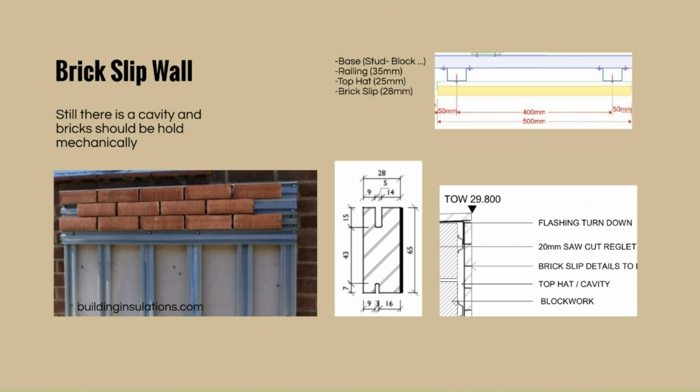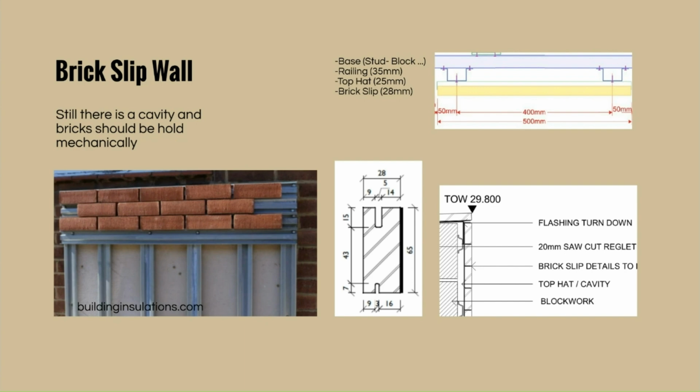Brick slip wall is somewhat similar to face brick, but it's not that thick. Brick slip would be less than 13 millimeters, and each brick needs to be fixed mechanically. The base wall can be anything, a stud wall or block wall, but usually after that there is a railing of 35 millimeters, and on top of that a top hat of 25 millimeters usually, depending on the provider, and the brick slip itself is 25 or 13 millimeters thick. Railing and top hat together act like the cavity we had in the previous walls. That's why this external wall would be thinner.